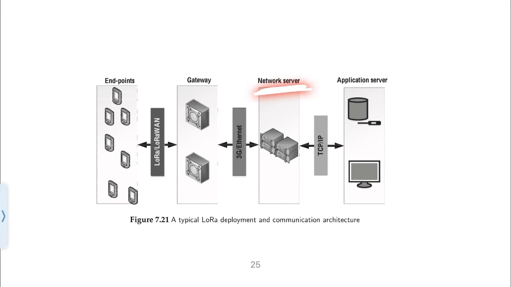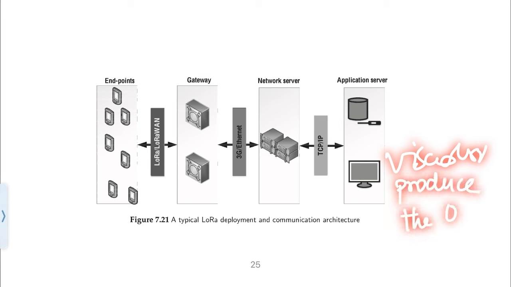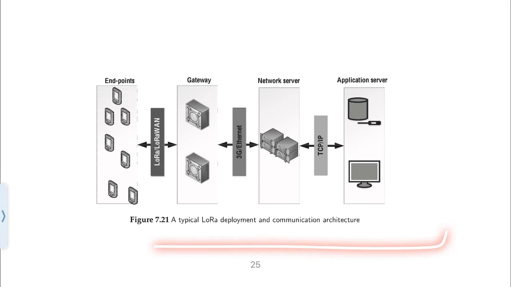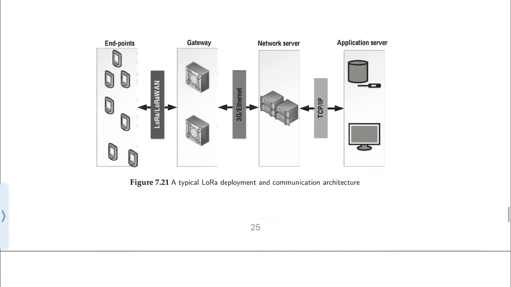Then we have network server here. Network server handles tasks like message scheduling, data rate optimization, redundancy elimination, and all of that. It ensures that reliability is maintained. And security, again, security is also a key aspect. Then we have application layer. So this hosts the end user application. It will process and visually produce the output to the user. Yeah, so this was all about the deployment and communication architecture.